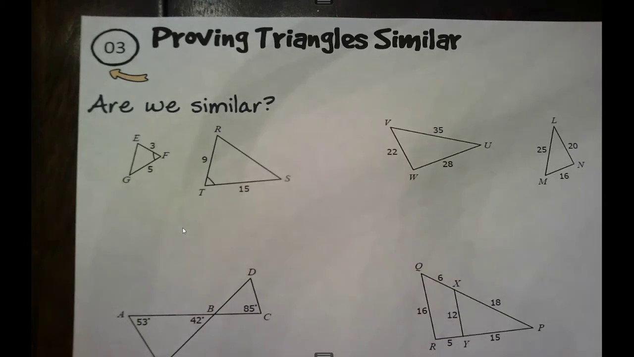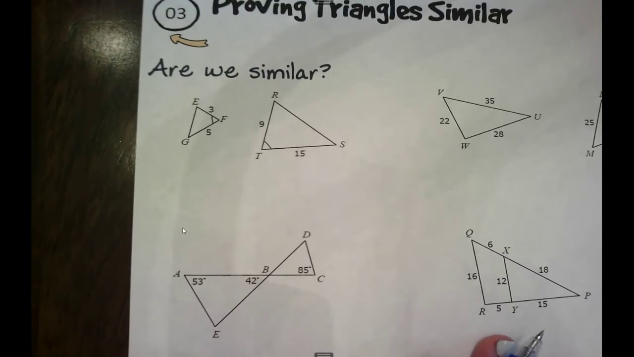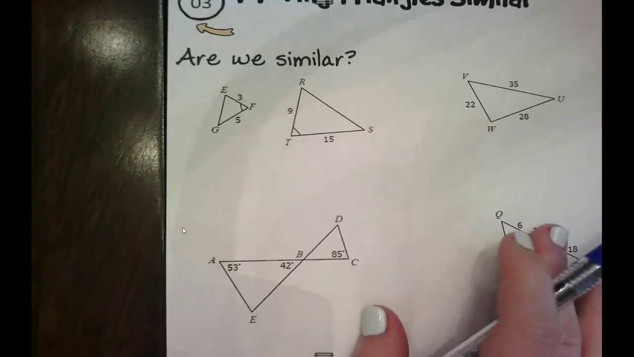Some examples of what you're going to see when you're trying to prove if two triangles are similar. So we've got a few examples here. I'm going to just go through a couple of them. So let's see. These two, are they similar?